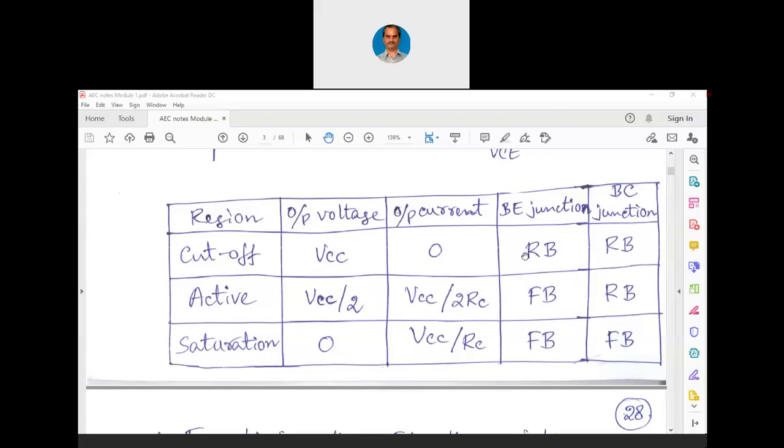In the cutoff region, both junctions are reverse biased. So there are three combinations: reverse bias, reverse bias; forward bias, reverse bias; forward bias, forward bias. One more, reverse bias, forward bias condition will never occur. If the base to emitter junction is reverse biased, base to collector junction can never be forward biased. And even if it is forward biased, there is no use as such for the device. So the fourth combination does not exist as such.